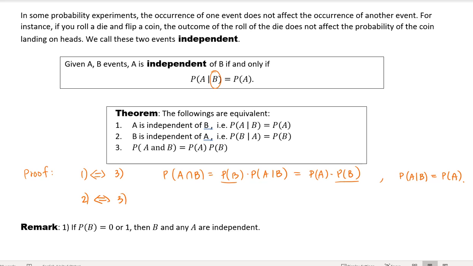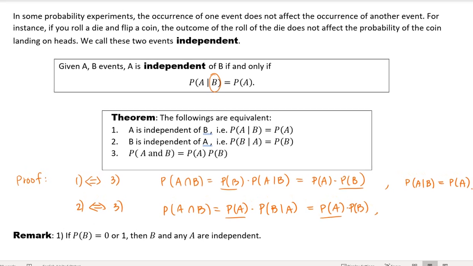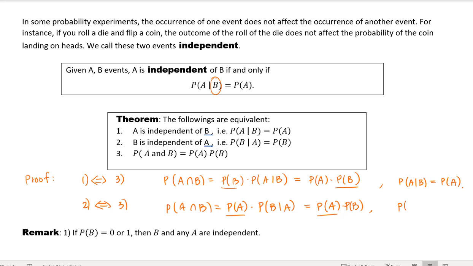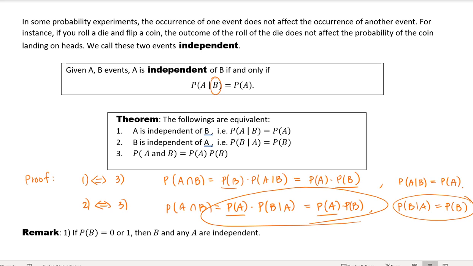2 and 3 are also equivalent because P of A and B equals P of A times P of B given A. If this equals P of A times P of B, because we have P of A on both sides, we can divide both sides by P of A, and we get P of B given A equals P of B. Similarly, if we have this, then we can also deduce the other. So 1 is equivalent to 3, 3 is equivalent to 2, so all three of them are equivalent.